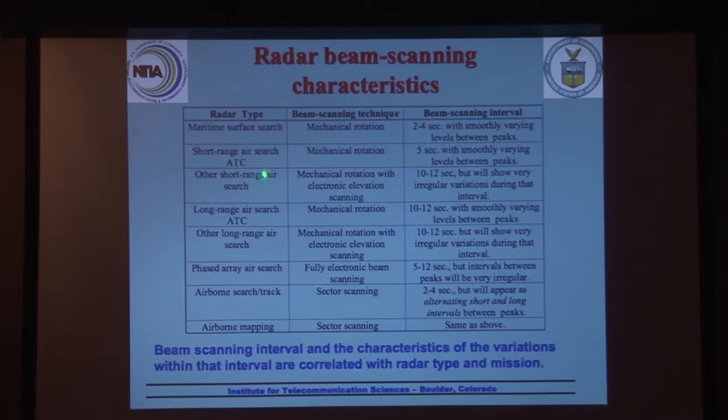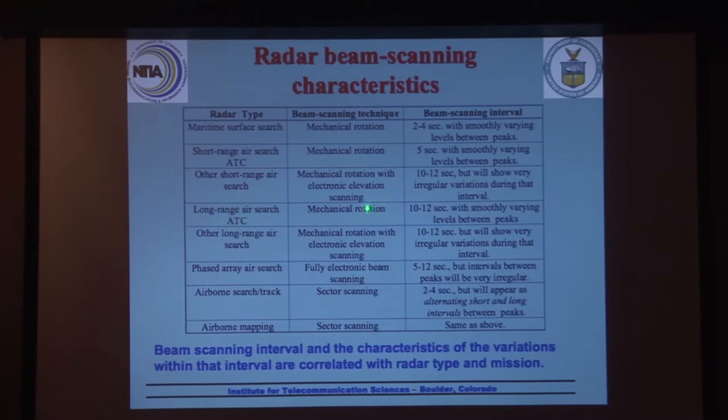Other short-range air search radars may combine mechanical rotation with the electronic elevation scanning that I mentioned earlier. So now you see a repetitive characteristic, and because these are having to scan three dimensions, they have to slow down the scan rate. They're going to come around every 10 or 12 seconds. But now you're going to see not a simple repetition every 10 or 12 seconds, but a simple repetition with another time-varying characteristic overlaid on it. We'll see a diagram in a minute. Due to the electronic elevation scanning going on while the regular rotation is occurring.